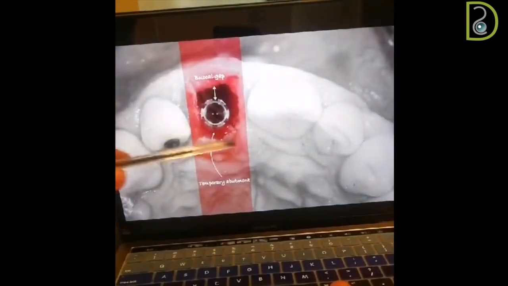The implant, as you can see here, is placed more palatally to be restored with a screw-retained crown, and the buccal gap is filled with the xenograft material.